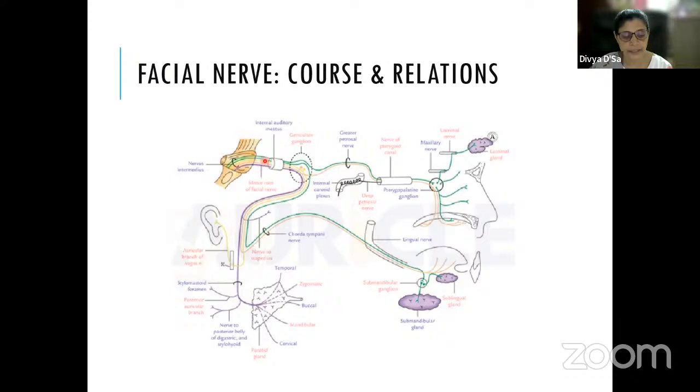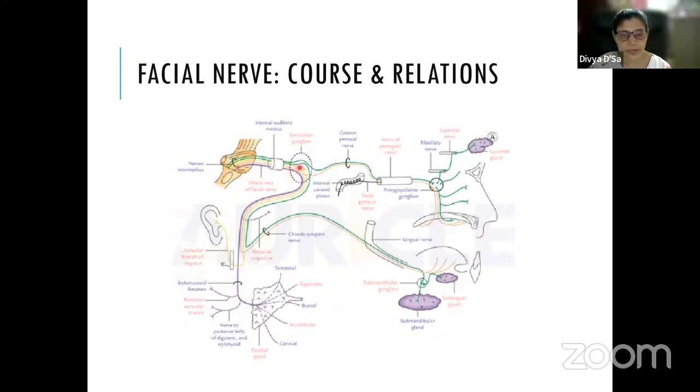Here, the main trunk, that is the motor root, enters the internal auditory meatus, accompanied by the smaller sensory root, and both will enter the internal auditory meatus. Along with that, the vestibulocochlear nerve will be there, as well as the labyrinthine vessels. At the lateral end of this internal auditory meatus, both the roots will unite and form the trunk of the facial nerve.